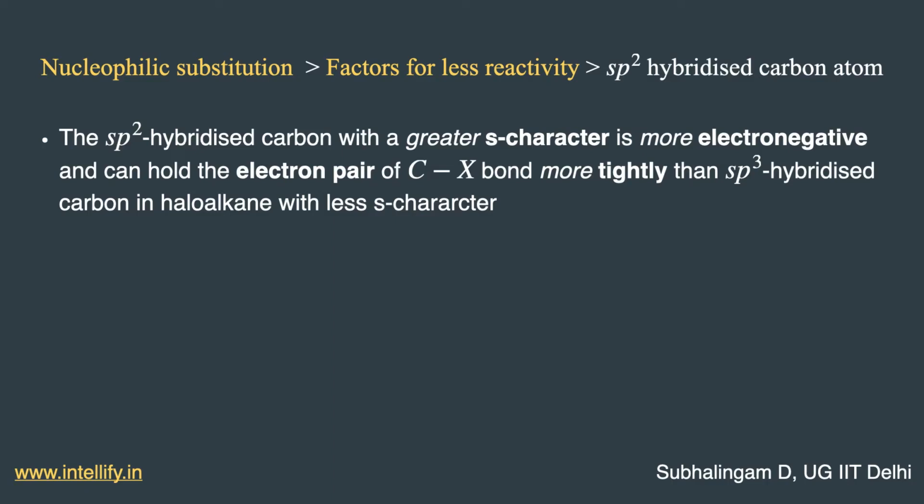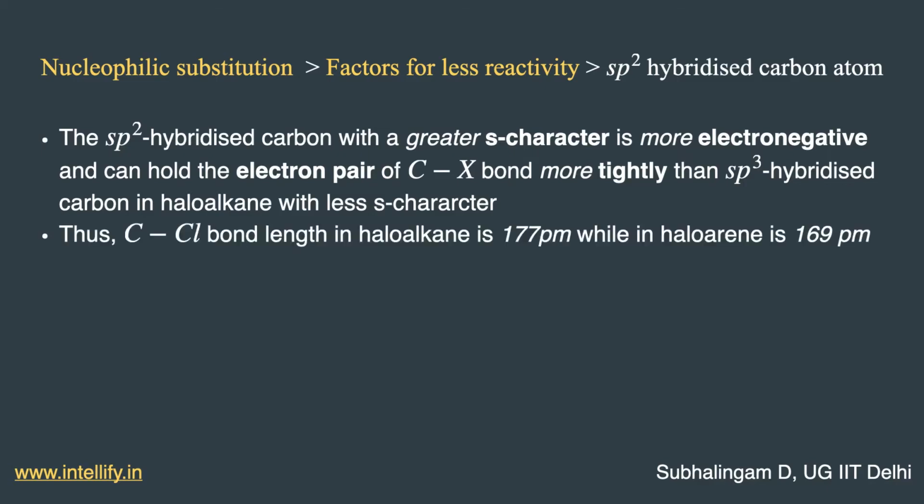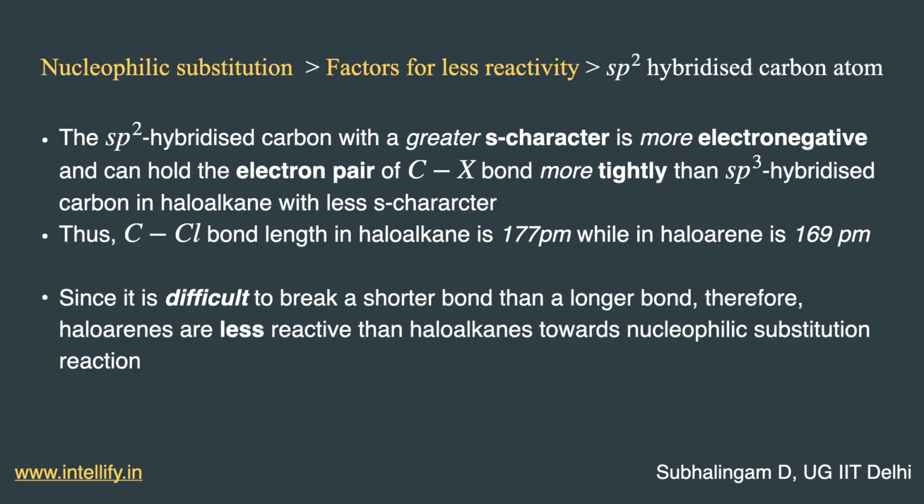The sp2 hybridized carbon with a greater s character is more electronegative and can hold the electron pair of the C-X bond more tightly than the sp3 hybridized carbon in haloalkane with less s character. Thus, the C-Cl bond length in haloalkane is 177 picometers, while in haloarene it is 169 picometers. Since it is difficult to break a shorter bond than a longer bond, haloarenes are less reactive than haloalkanes towards nucleophilic substitution reactions.